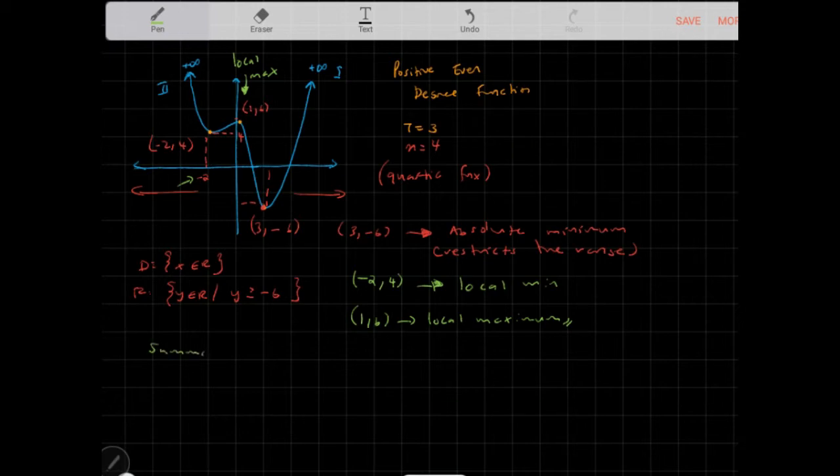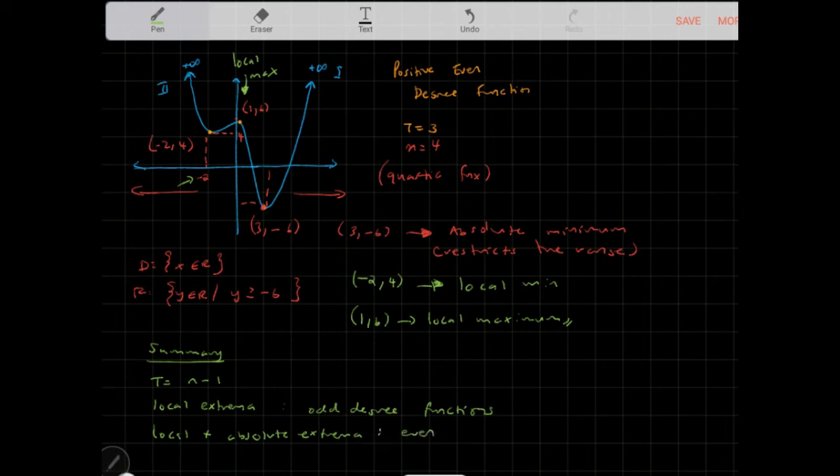The maximum number of turning points a function can have is the degree minus 1. And we'll only have local extrema in odd degree functions, and you can have local and absolute extrema in even degree functions. Okay, so with that being said, let's do some questions regarding characteristics of polynomials.